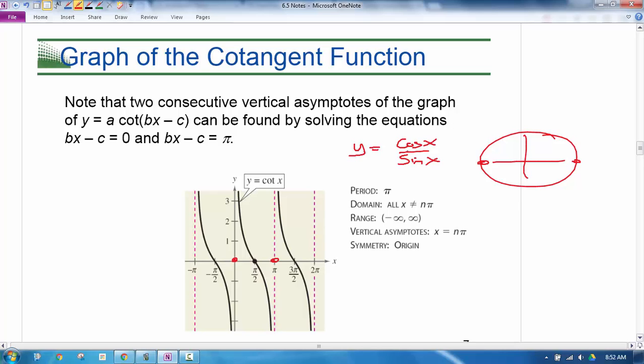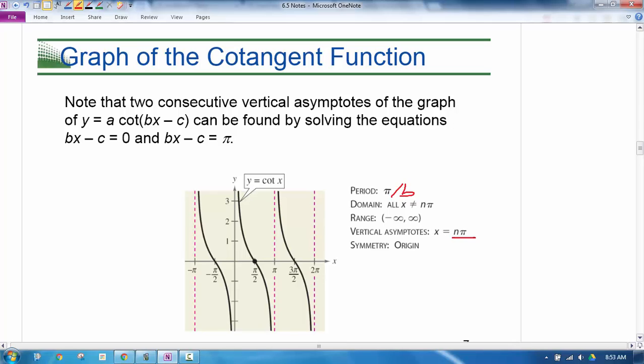And where the function hits the x-axis, or where there are zeros, that's where the top is 0 for cosine. So cosine is 0 at pi over 2, and also 3 pi over 2. So you'll notice at pi over 2 and 3 pi over 2, we have zeros for the function. Once again, the domain is going to be all real numbers, except for where we have the asymptotes, which are multiples of pi, unless we horizontally shrink or stretch this. The period is going to be pi, or pi over b as I have it on the formula sheet, because we can, once again, horizontally stretch this or shrink it. The range is going to be all real numbers, just like tangent, and the vertical asymptotes are at multiples of pi, and it's symmetrical about the origin again.